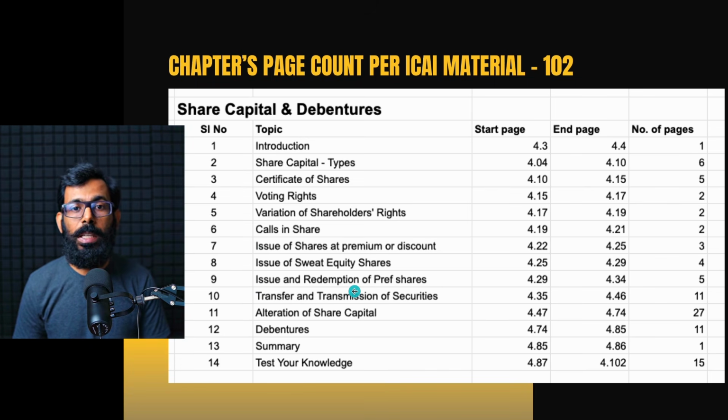So I will never see chapter 4 as a whole entity. Rather, I would start noting down all the subtopics that are given in that chapter. And you see, there are 12 subtopics, core subtopics in that chapter, right from introduction until debentures. And you can see the number of pages of each subtopic is about 1 page, 6 page, 2, 2, 3, 4, 11 and 27.